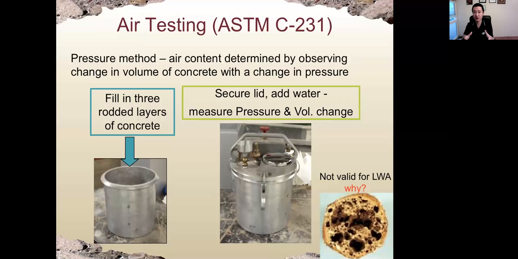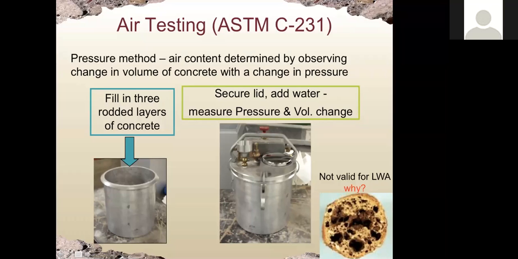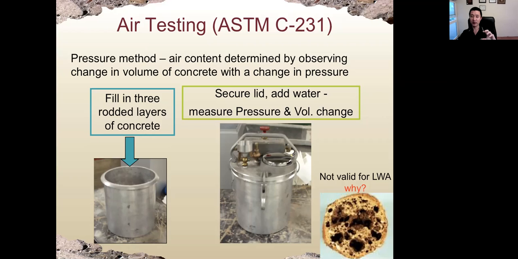Inside this container, we have concrete, which has cement, aggregate, water, and any type of admixtures. The only gas in that container is the air bubbles inside the concrete. So we apply a pressure into that container, and we measure the volume change. Because at this level of pressure, only the air will be compressed. The liquid and the solid will not be compressed as much. So by measuring how much the volume changes, we can estimate the air content inside the concrete.